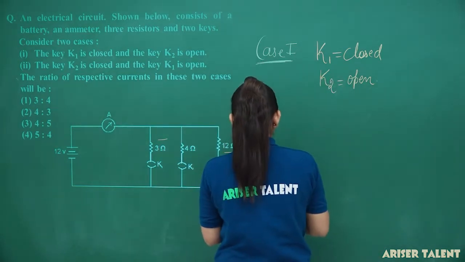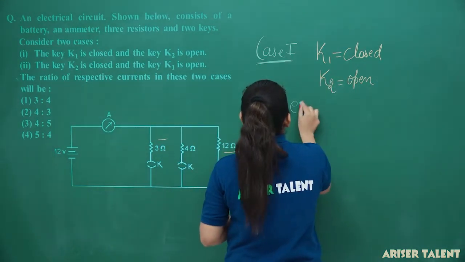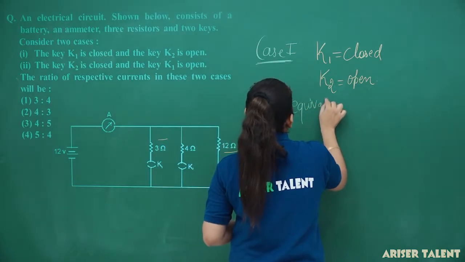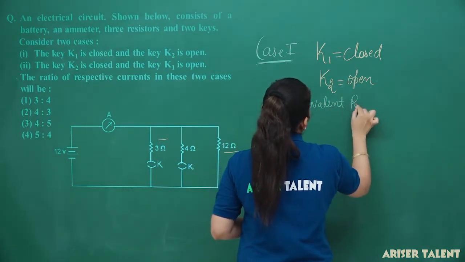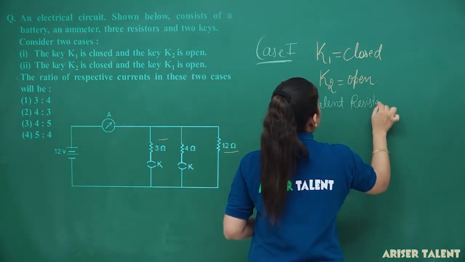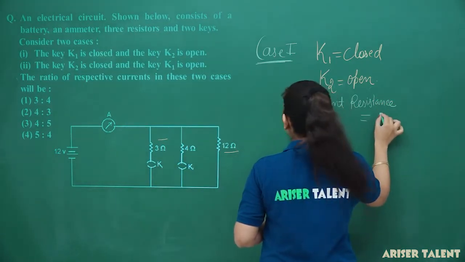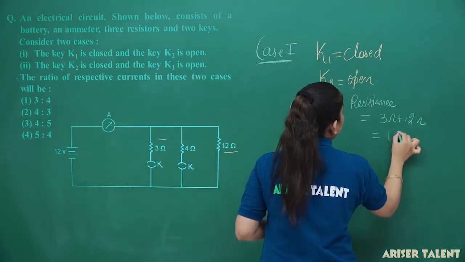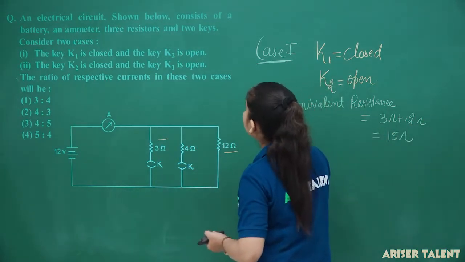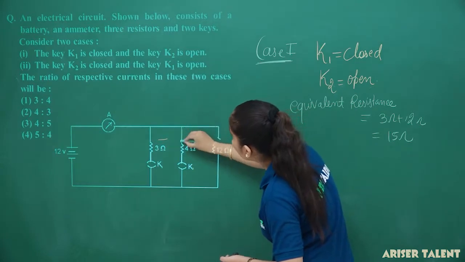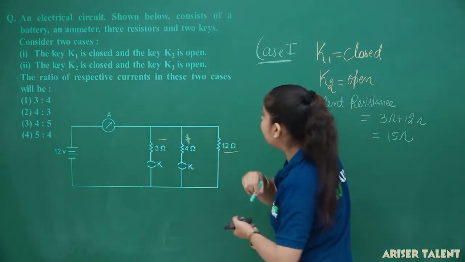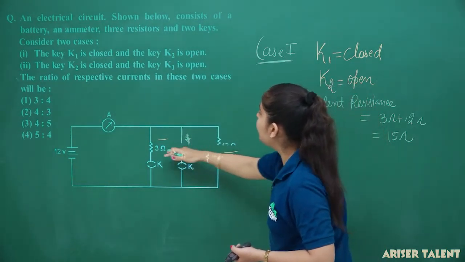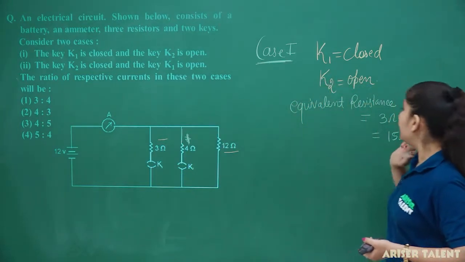So, equivalent resistance in case number 1 will be 3 ohm plus 12 ohm. Why it is 3 ohm and 12 ohm? Because K2 is open, so no current will be flowing through this wire in this case. So it will give you 12 plus 3, that is equal to 15 ohm.